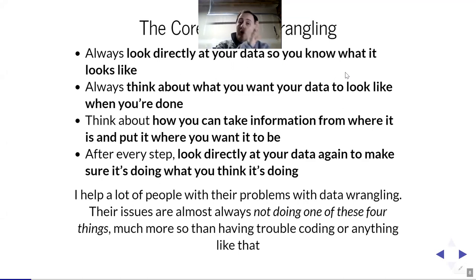So you've looked at your data, you know where it is. You also want to think about what you want your data to look like when it's done. What do you want a row of data in your data set to be? What variables do you want to be in there? What order do you want them to be in? What format do you want them to be in?